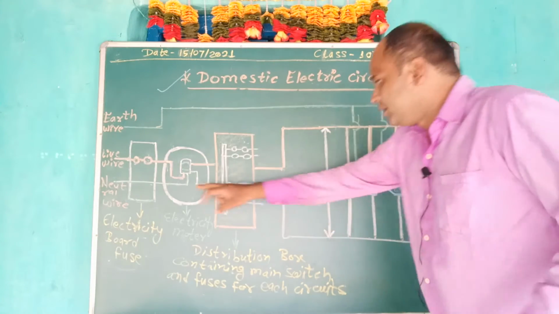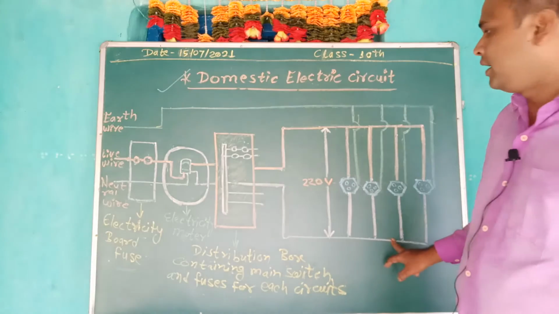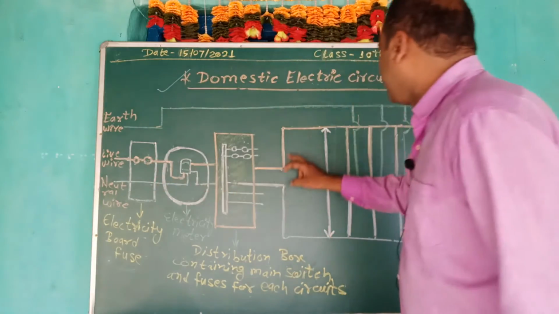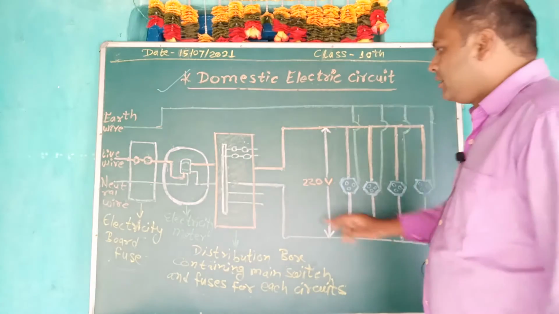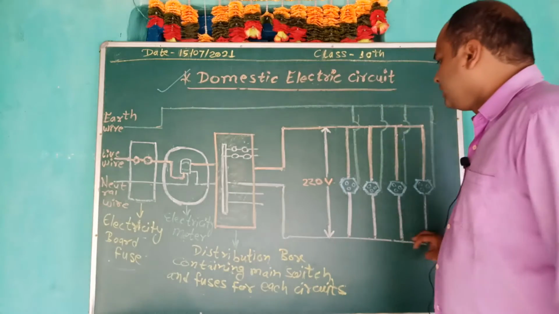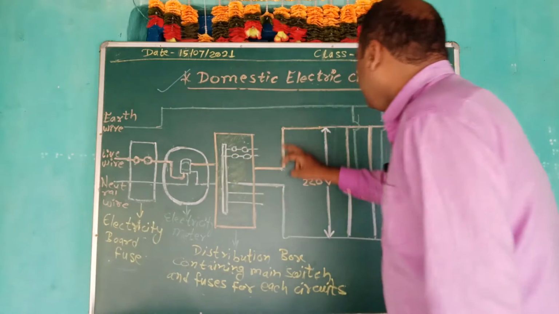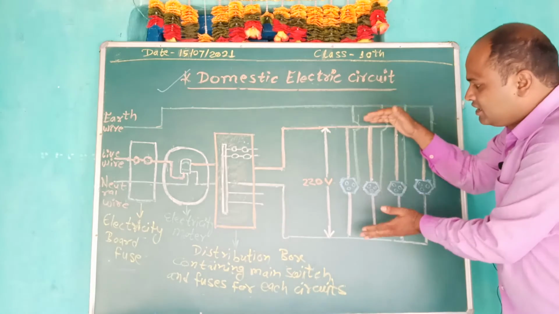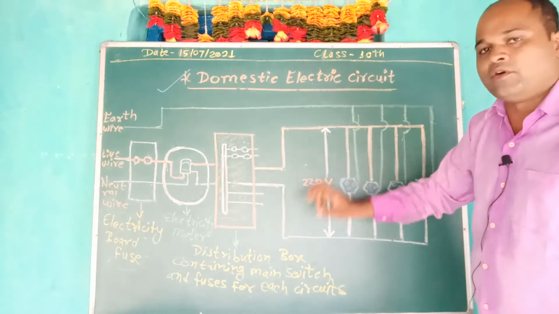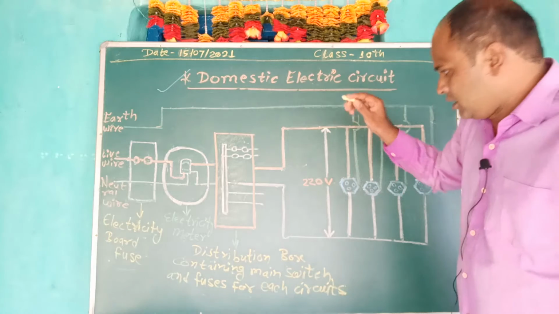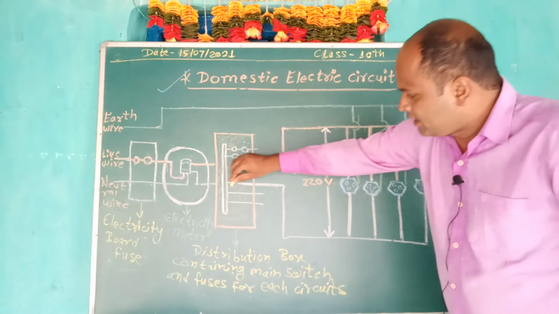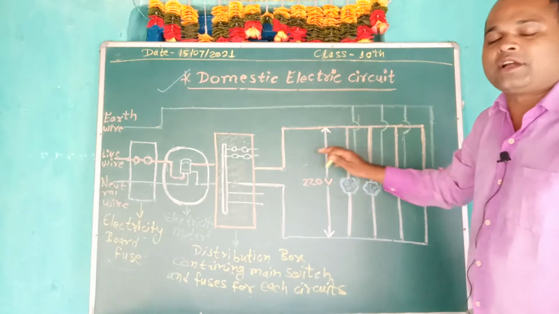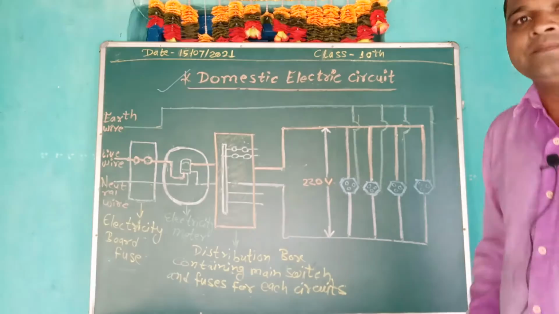Between the neutral wire and the live wire, the potential difference is 220 volts. The potential difference between the live wire and the neutral wire is 220 volts.